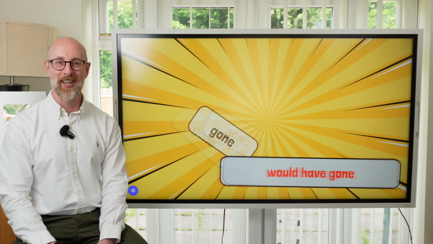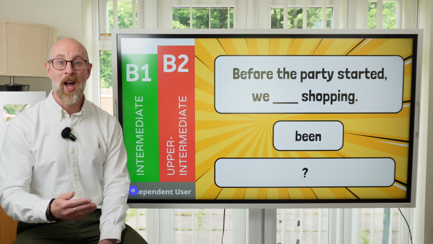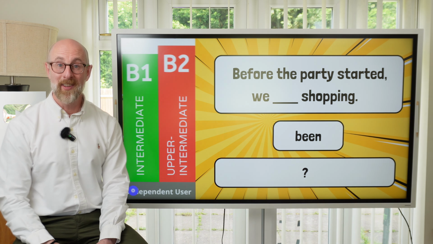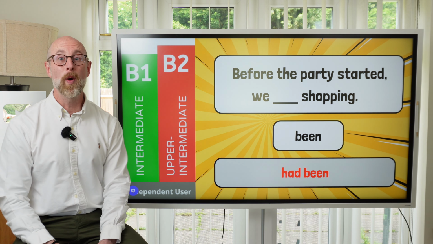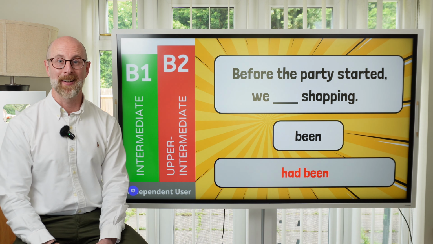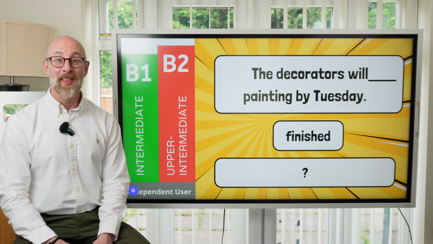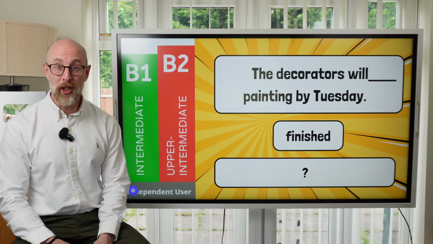Here's the second question. Before the party started, we shopping. Here's the answer. Check. Before the party started, we had been shopping. Here's the last question in this section. The decorators will painting by Tuesday.